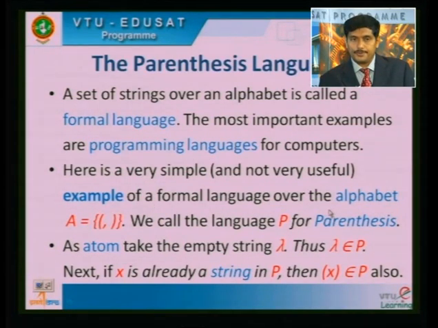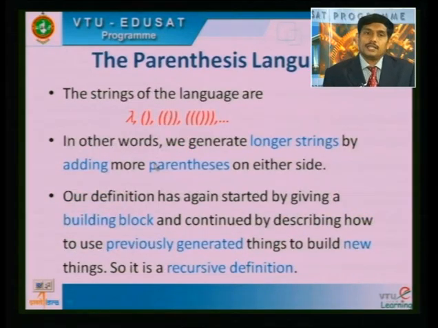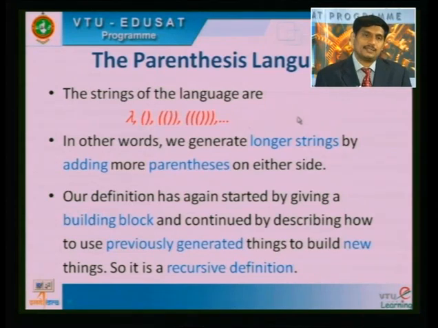An example of a formal language is over the alphabet A, equal to the flower bracket and small bracket. We call that language P for parenthesis. As atom, take the empty string lambda, thus lambda belongs to P. Next, if x is already a string in P, then x with small brackets around it is also in P. The strings of the language are lambda, open small brackets, then two brackets, three brackets, etcetera, that can be extended. That is recursive, parenthesis is recursive. In other words, we generate longer strings by adding more parentheses on either side, left or right.